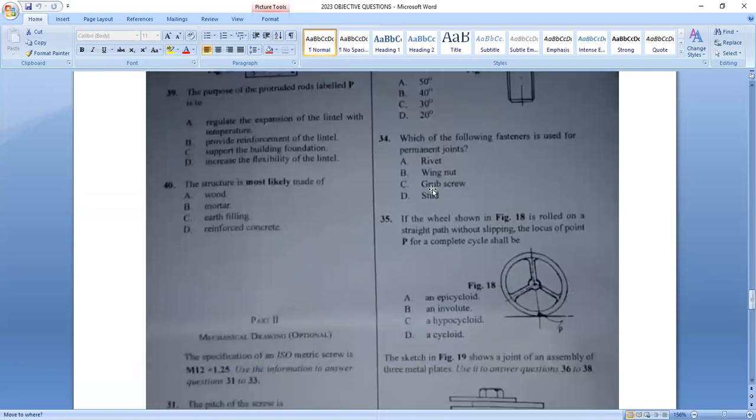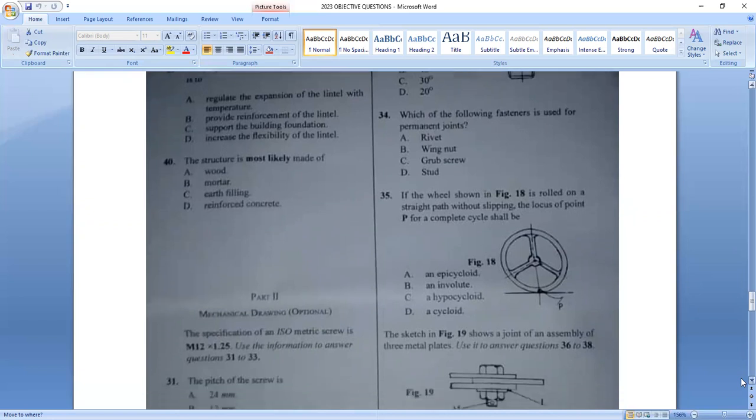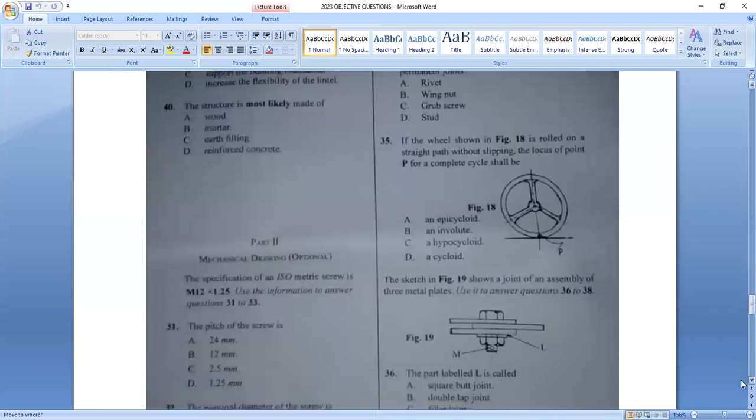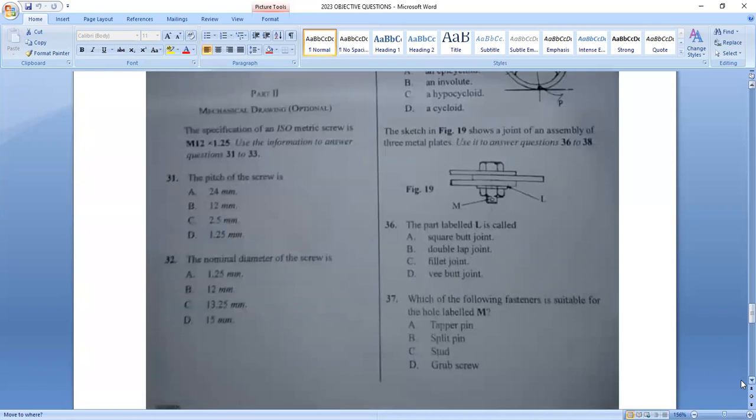And question 34, which of the following fasteners is used for permanent joints? That is the rivet. Then question 35 says that if the wheel shown in figure 18 is rolled on a straight path without slipping, the locus of the point P for a complete circle shall be a cycloid. That is option D. Then we have to use this question to answer question 36 to 38.